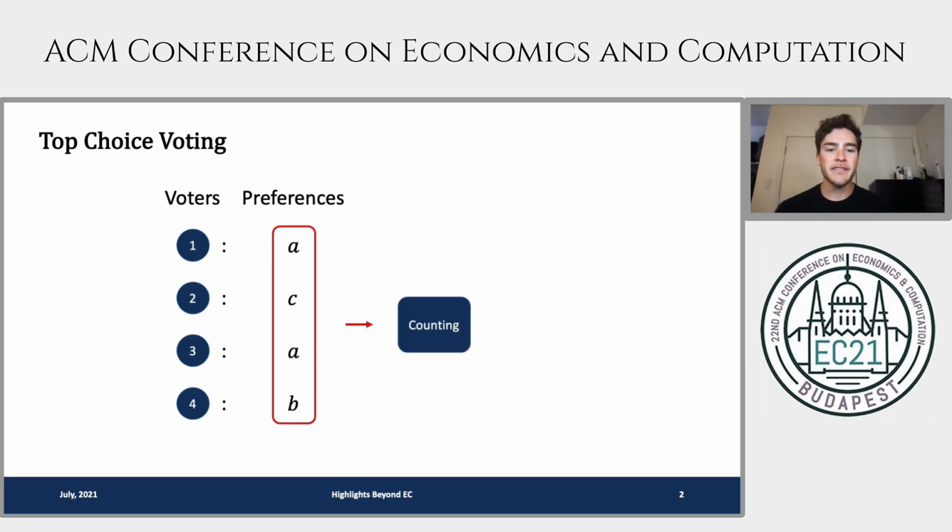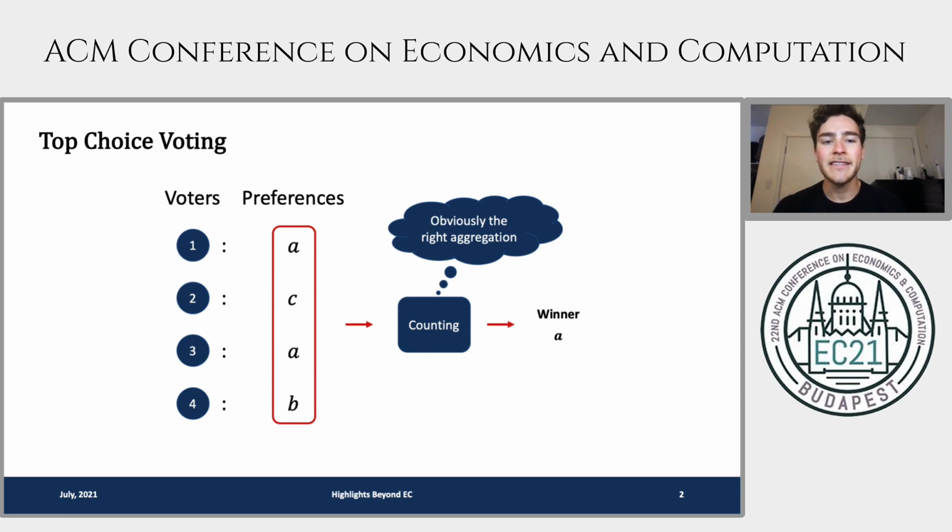And given these preferences, there's one natural thing to do, which is to choose a winning candidate by just counting the number of votes and choosing the candidate that received the most votes. And in a sense, this is obviously the right aggregation rule. Of course, there's lots of formal reasons for this and philosophical justifications, but this really is the most natural thing to do in some sense.